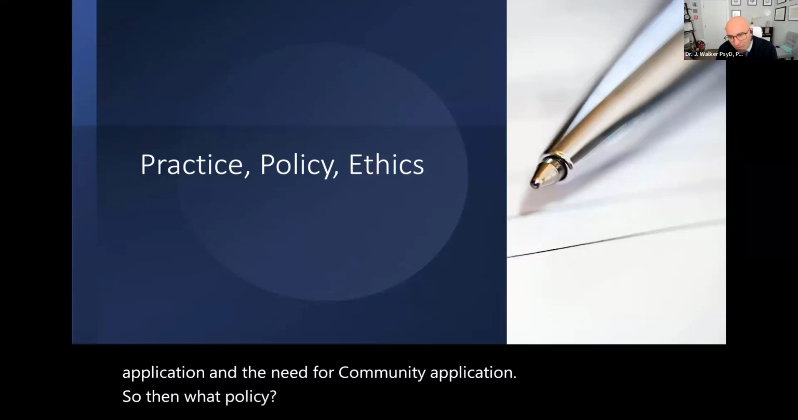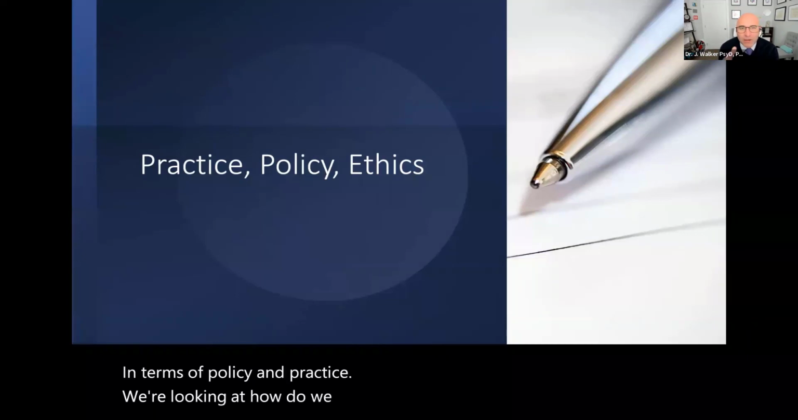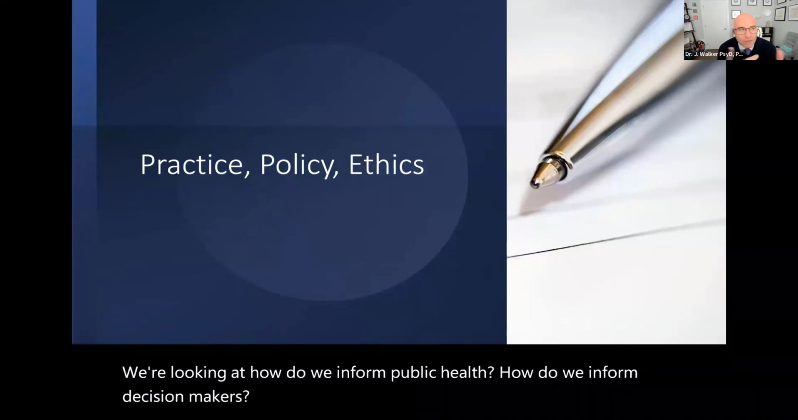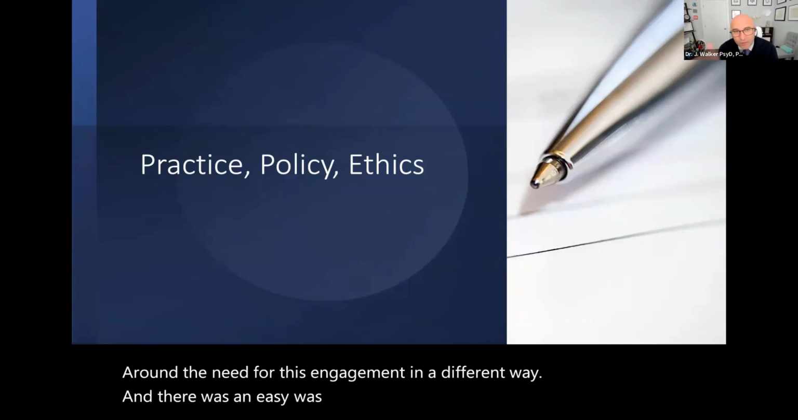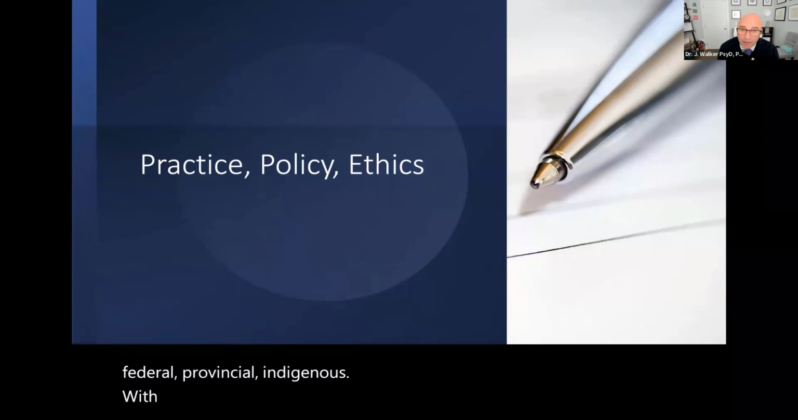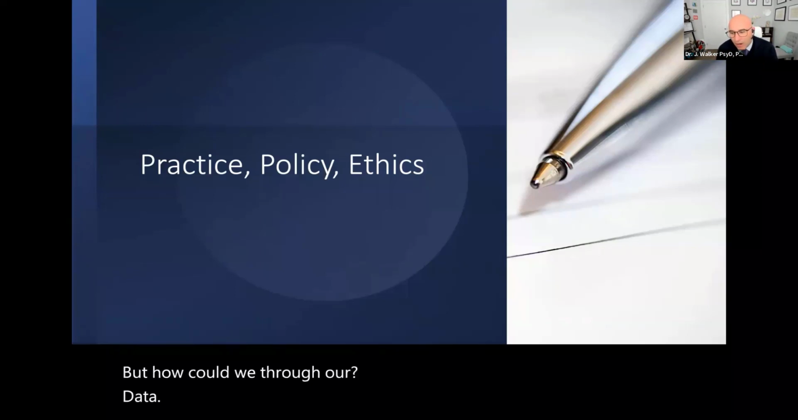So in terms of policy and practice, we're looking at how do we inform public health? How do we inform decision makers around the need for this engagement in a different way? And that wasn't easy. Three different levels of government: federal, provincial, Indigenous, with not a very good track record working together, to be quite frank. But how could we, through our data, identify some of these critical problems?